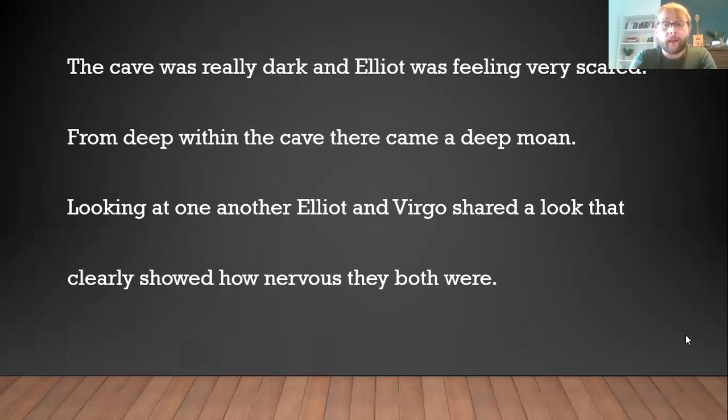So, if I had done that as my work and I was looking to up-level it, the first thing I'd do is get my finger and follow along each word, checking for obvious mistakes. The cave was really dark and Elliot was feeling very scared. Now, there are no obvious mistakes there. Spelling's fine. Capital letters are in the right place. No missing punctuation. In terms of mistakes, I'm happy. There aren't any. Next sentence then.